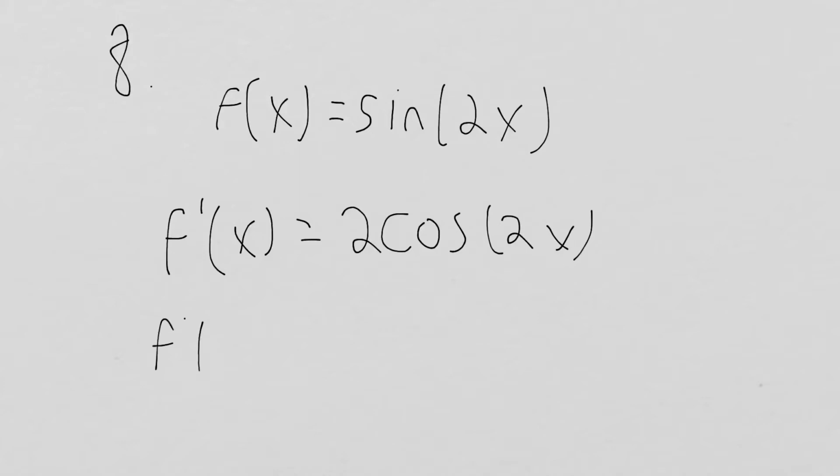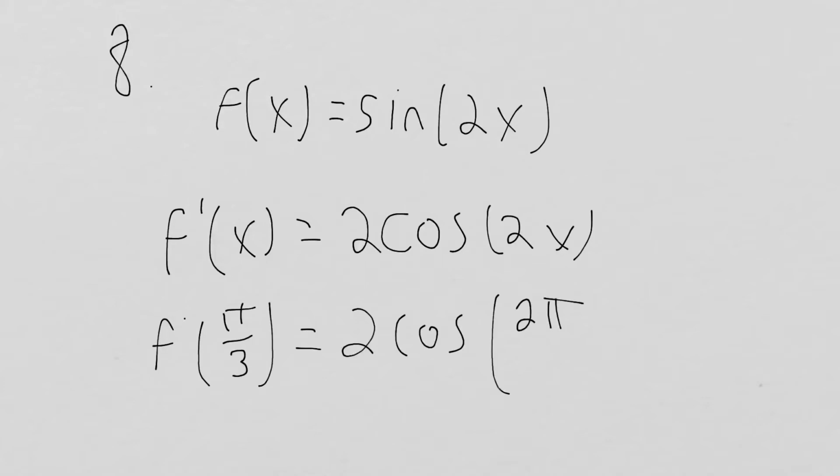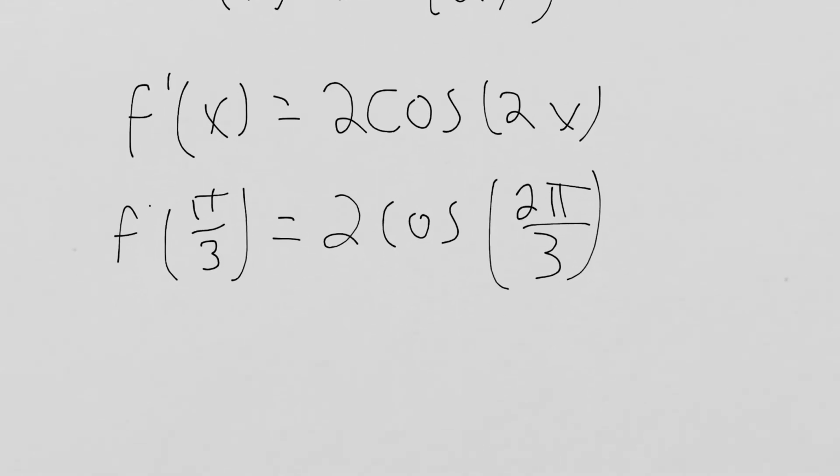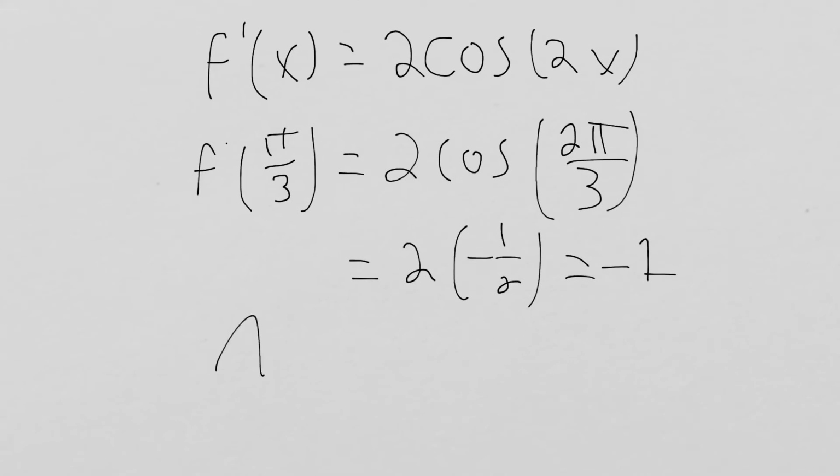Now we're going to plug in pi over 3 to that derivative. So we get 2 cosine of 2 pi over 3. So cosine is negative in the second quadrant. We are in the second quadrant at 2 pi over 3, and it's going to be equal to negative 1/2. So we get 2 times negative 1/2, which is equal to negative 1, and that is answer A.